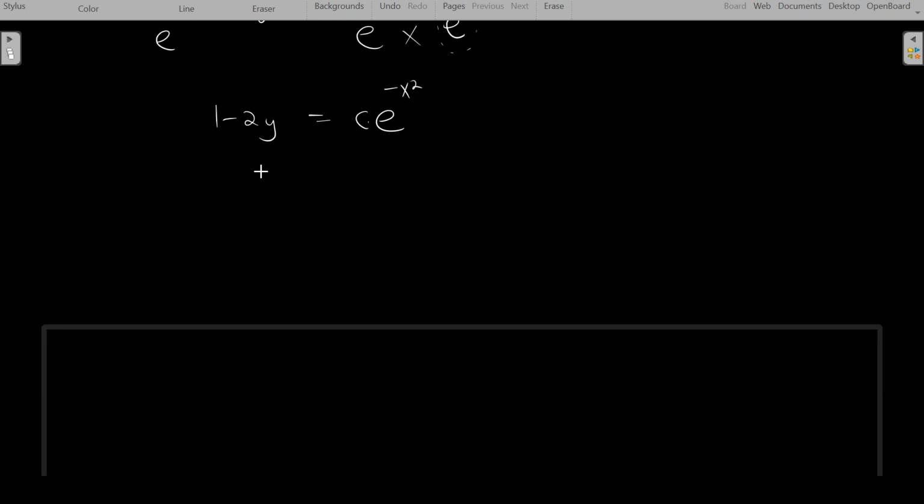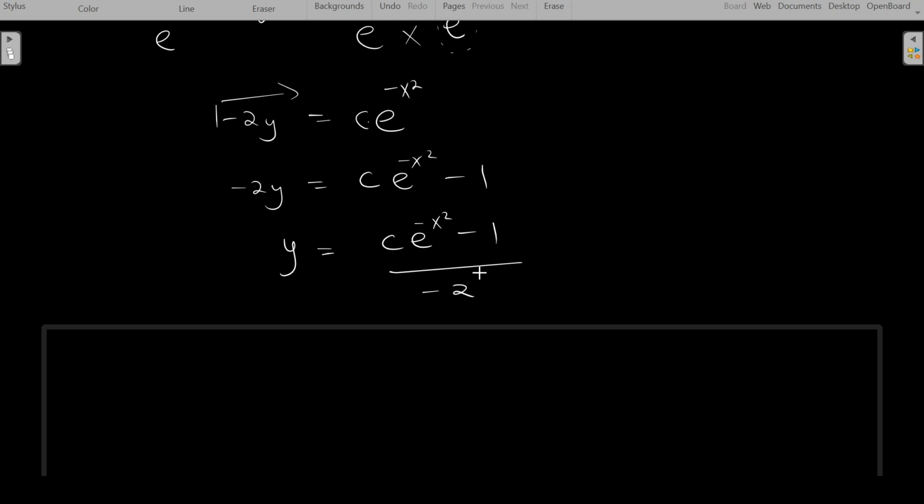So let's get our y. Taking this to the other side, negative 2y should give me c multiplied by e raised to negative x squared, minus 1. For me to get my y alone, I'll get c e raised to negative x squared minus 1, upon negative 2. So this is our answer.